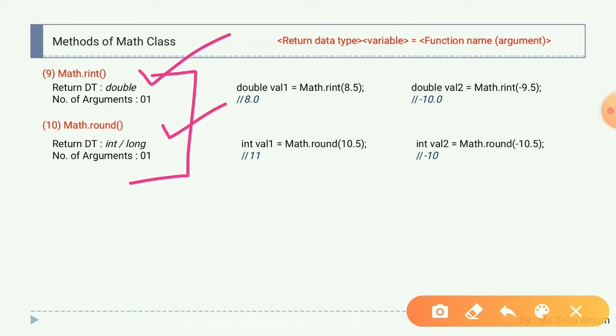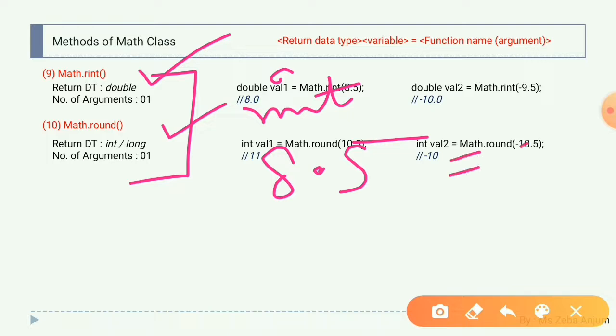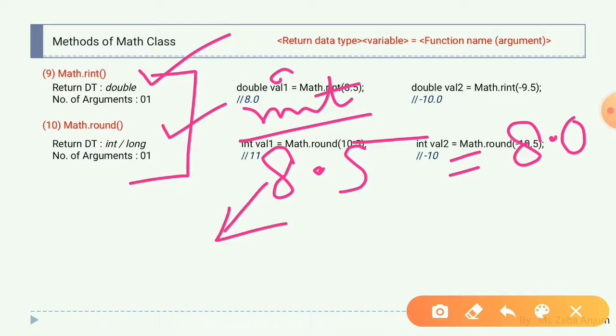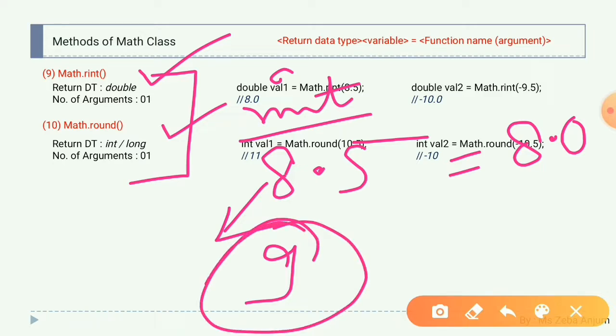And the second one, for example: see, you are having a value. Let us assume you are having 8.5 as a value. If you apply this function math.rint here, then it is going to give you 8.0. Why? Because this rint function is going to give you the nearest even integer number. And if you check the same number with your math.round, then it is going to round the value and you will be getting 9 as an answer.